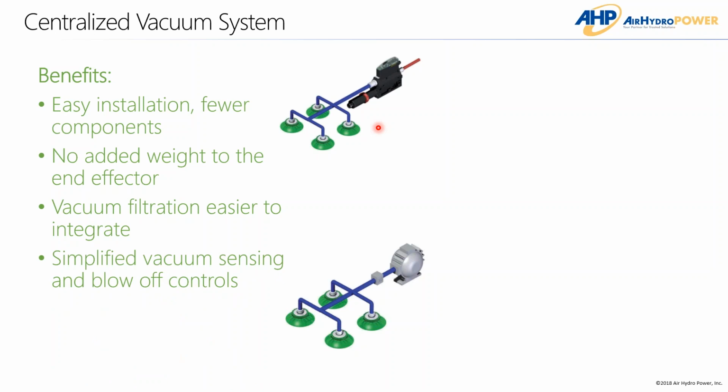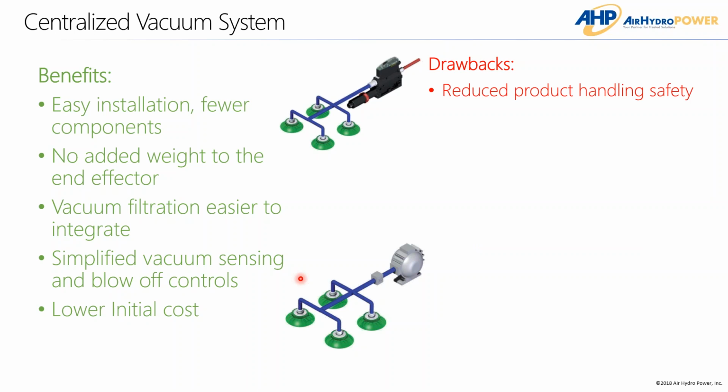Simplified vacuum sensing and blow-off controls. That's really just saying, hey, I don't need any precise controls on each vacuum cup. I either have vacuum in my system or I don't, and I just want to give it one command and have one blow-off. No extra frills. Just a very basic, simple system. So along with the fewer components and simple sensing and blow-off controls, you're of course going to have lower initial cost. Now some drawbacks to the centralized vacuum system.